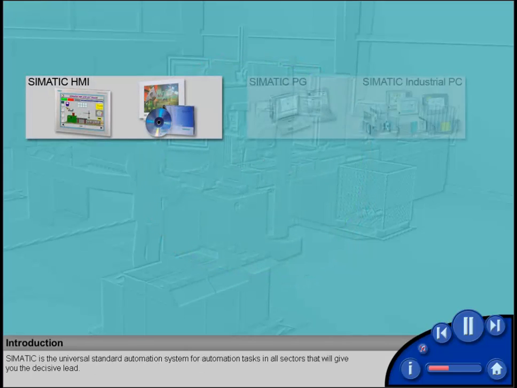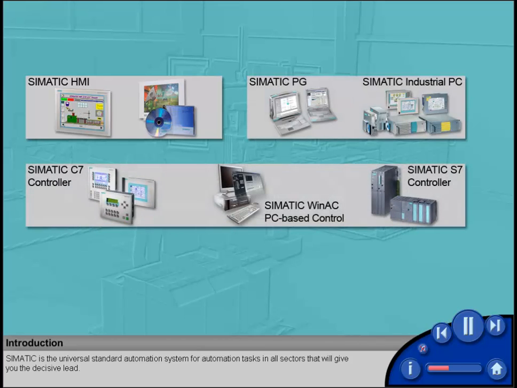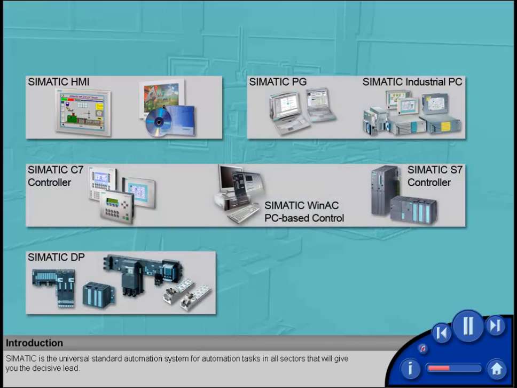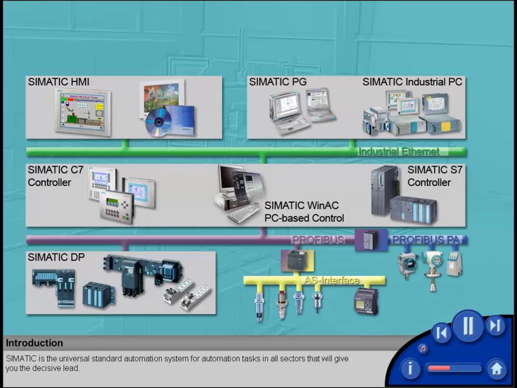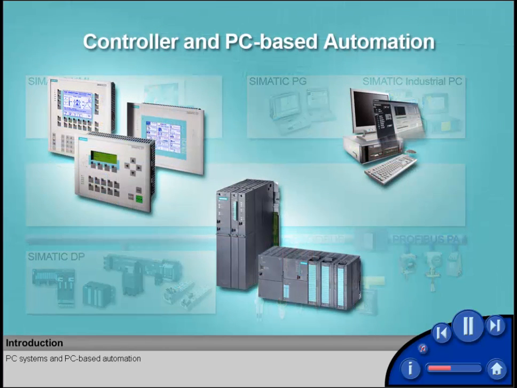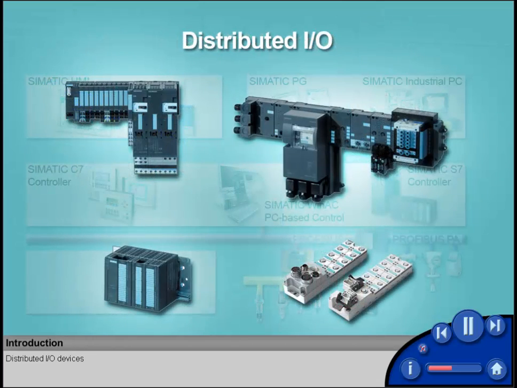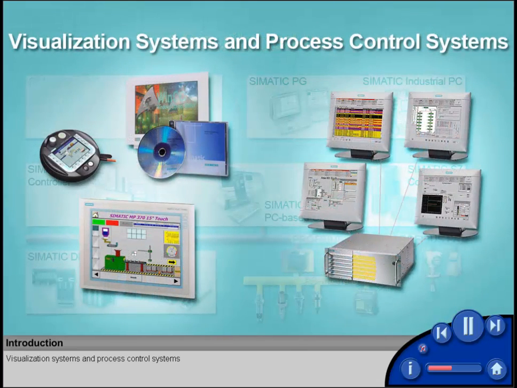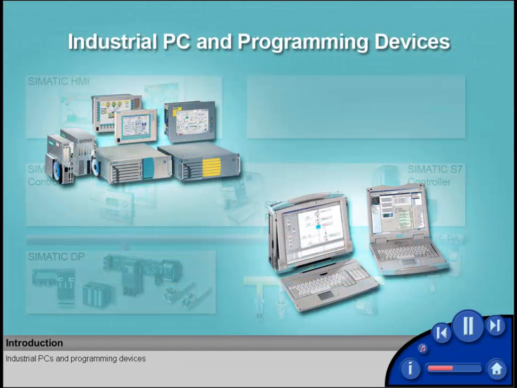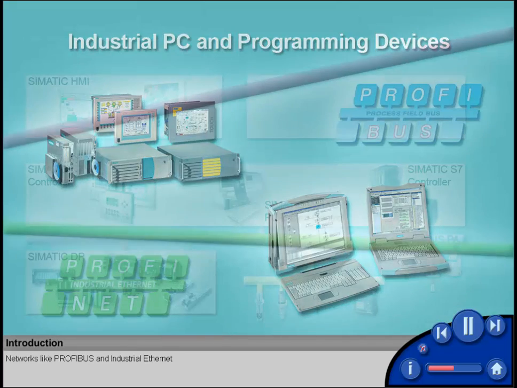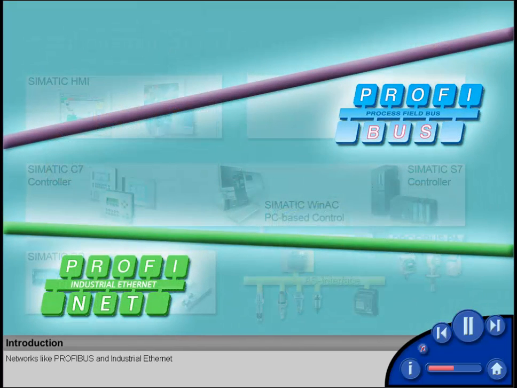Simatic is the universal standard automation system for automation tasks in all sectors that will give you the decisive lead. The Simatic family includes the following self-complementing components: PC systems and PC-based automation, distributed I/O devices, visualization systems and process control systems, industrial PCs and programming devices, networks like Profibus and Industrial Ethernet.